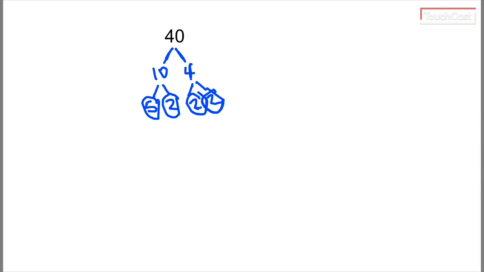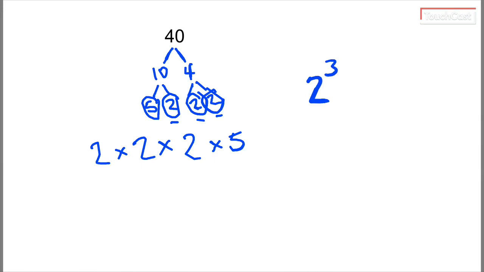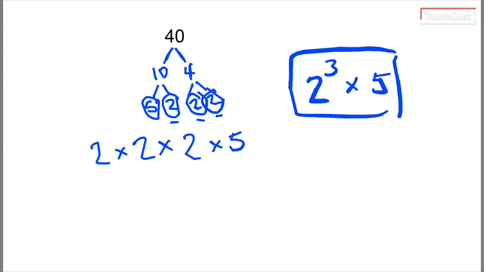So as a big multiplication problem, we have 2 times 2 times 2, because we got 1, 2, 3 2's there, and then times 5. Now we have to write this using exponents. There are 3 2's again, so 2 to the third power times 5. That is our prime factorization of 40 using exponents.